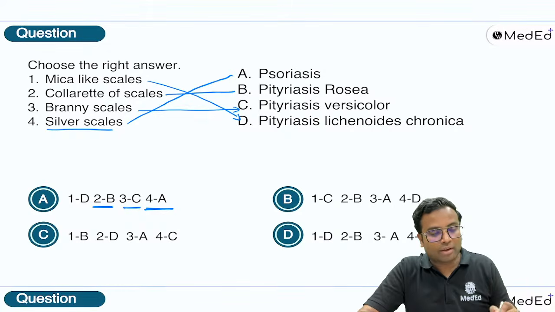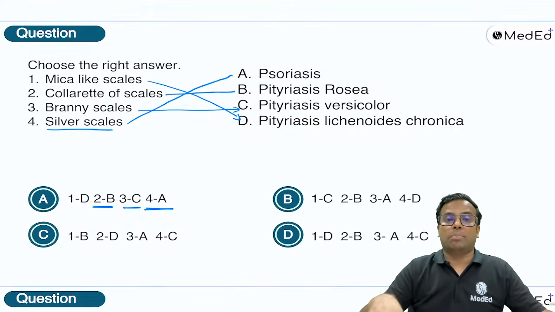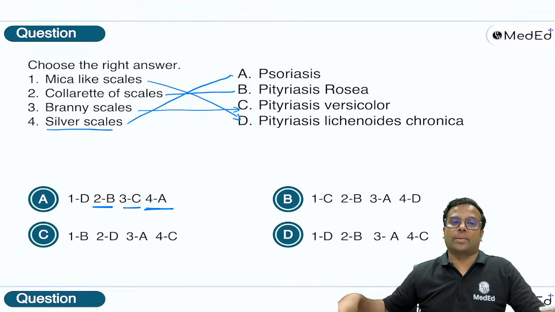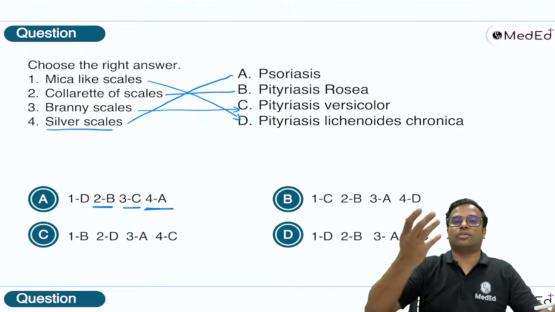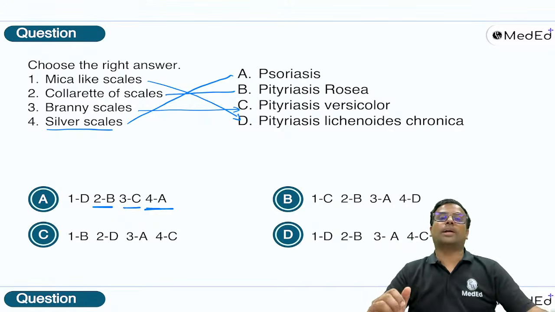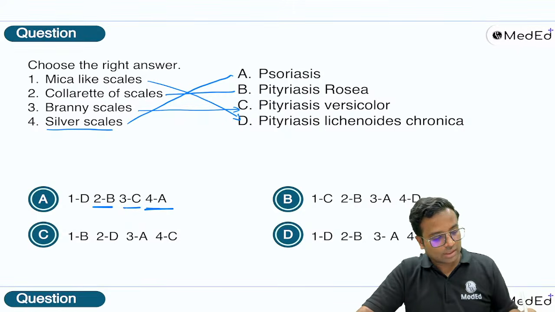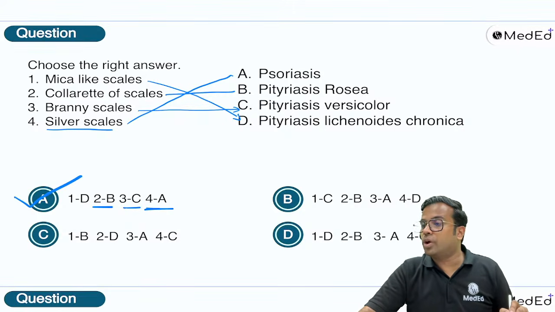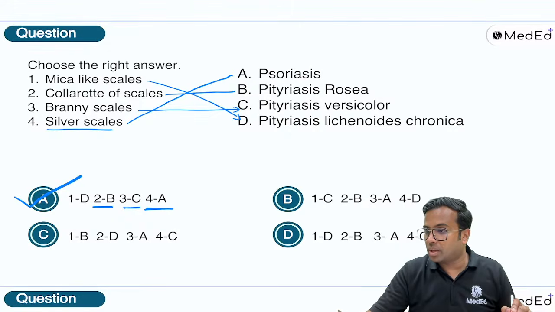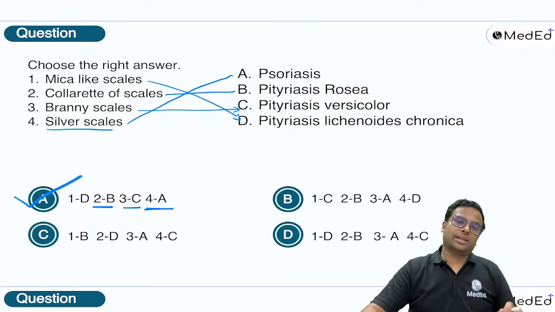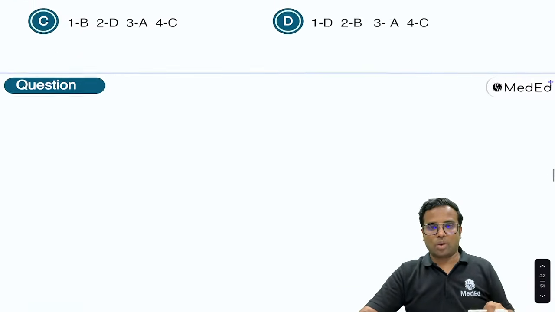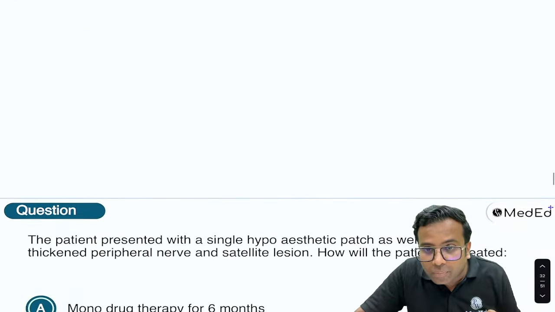I did this one last because Pityriasis lichenoides chronica may be the one that you may not have done very commonly. There you can find Mica-like scales. So the correct answer should be option A. Very good. Maha, Petal, Sanya, Ayush, all of you are getting the correct answer. Okay, now let me move to the next one.